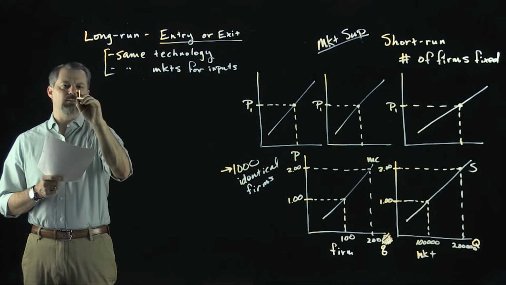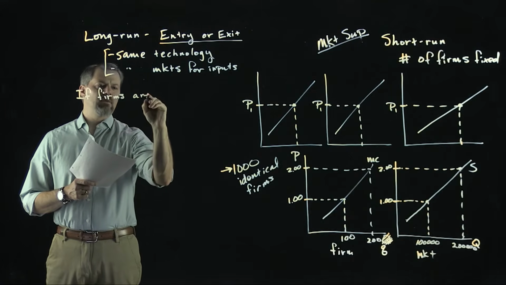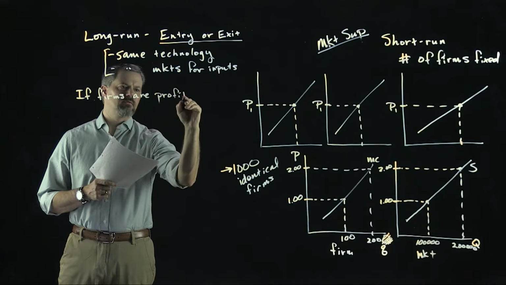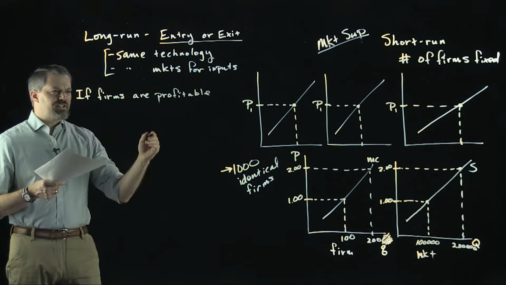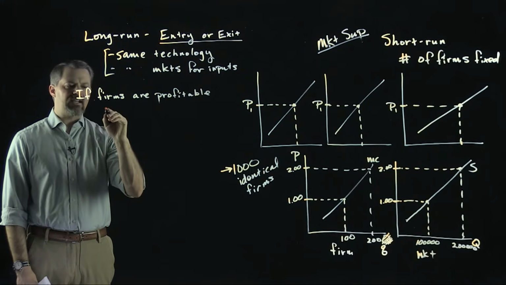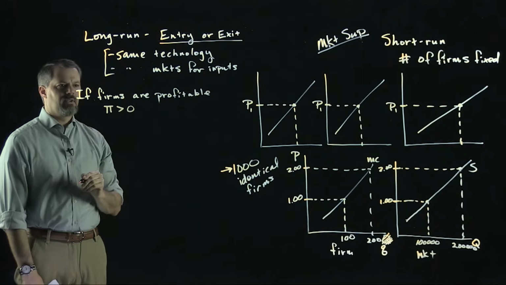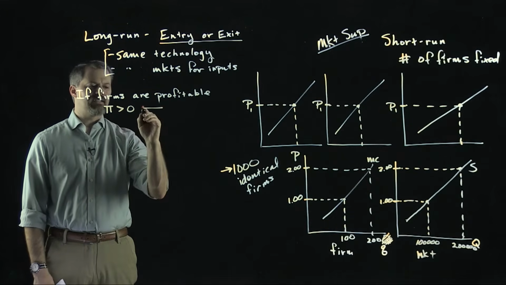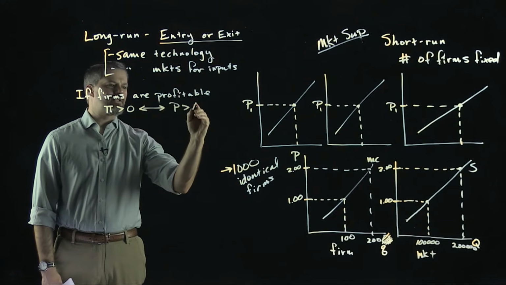So if firms in the market are profitable, then what we're saying here, let's write out what this means. We're saying that this means that economic profit is positive. Profit is greater than zero. And this is the same thing as saying that price is greater than average total cost.